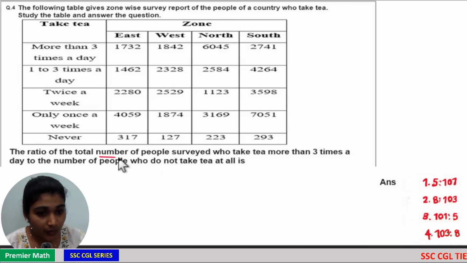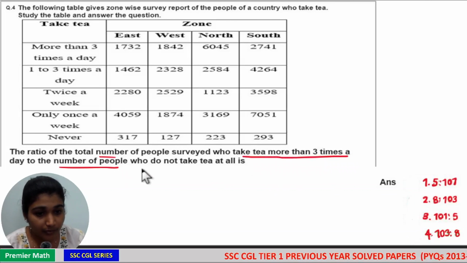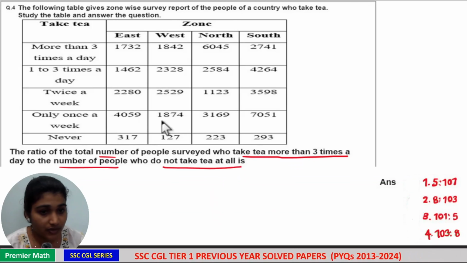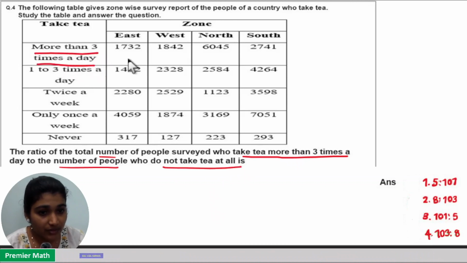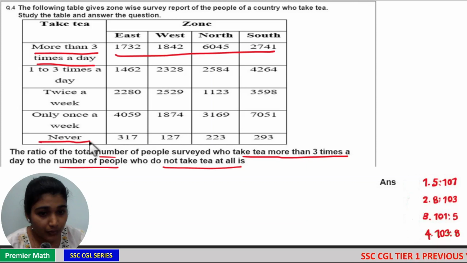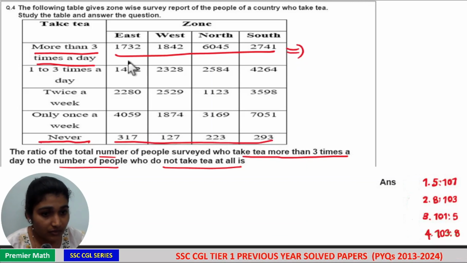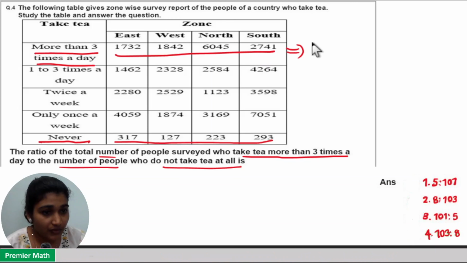The ratio of the total number of people surveyed who take tea more than 3 times a day to the number of people who do not take tea at all is. First, take the sum of people who drink tea more than 3 times a day. That is this sum. Then take the number of people who never drink tea. That is this sum.